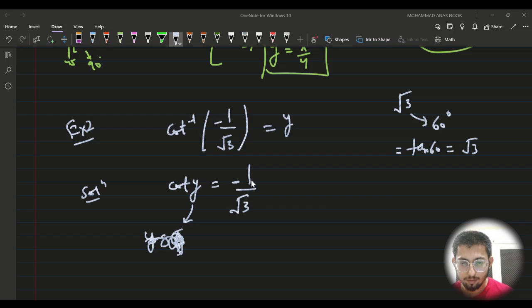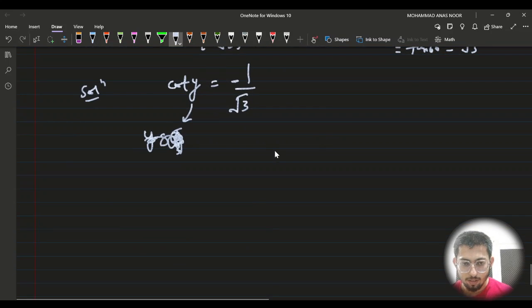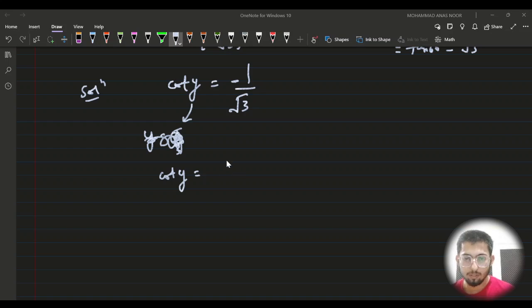But can you not write what y is? See, we would have written it like cot minus... so what is cot pi by 3? Tell me.